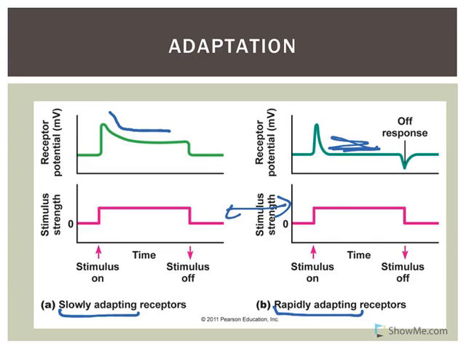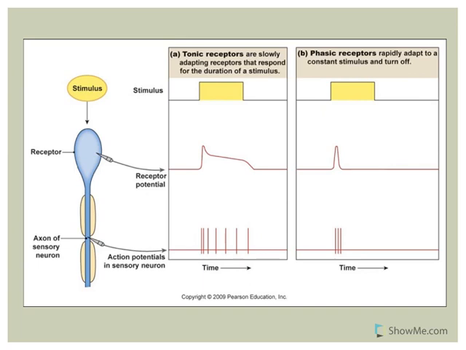Now, besides being slowly adapting or rapidly adapting, we can also use the terms tonic or phasic receptors. The picture on the left shows you a tonic receptor. Tonic receptors don't adapt, or adapt very slowly. They are important for information about a stimulus that is very important, like pain or stretch, things that could be potentially harmful to you. Phasic receptors rapidly adapt, so they turn off. They are important only when there's a change in the stimulus, or the intensity, or more importantly, the rate of change of the stimulus.